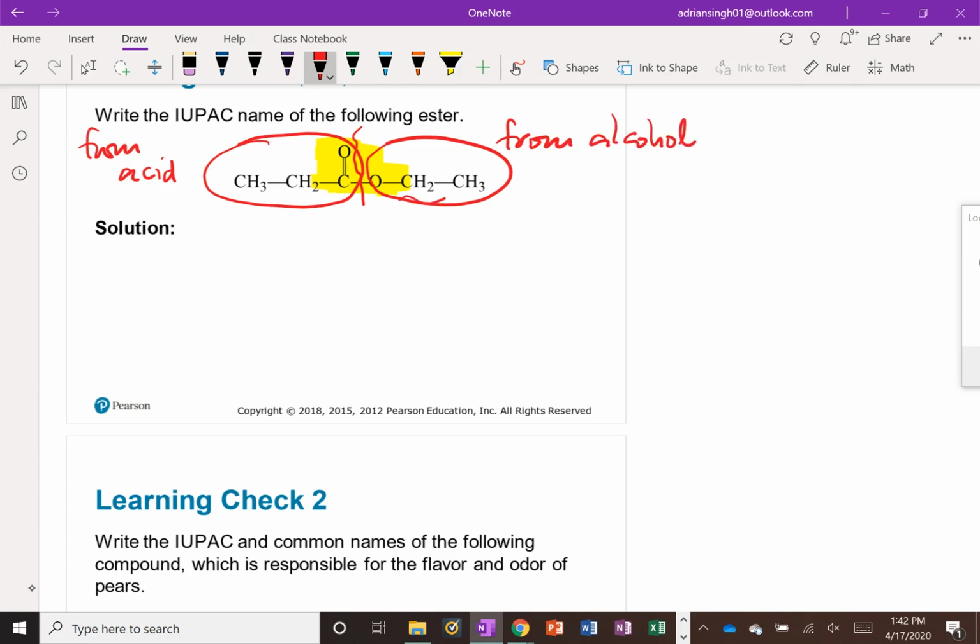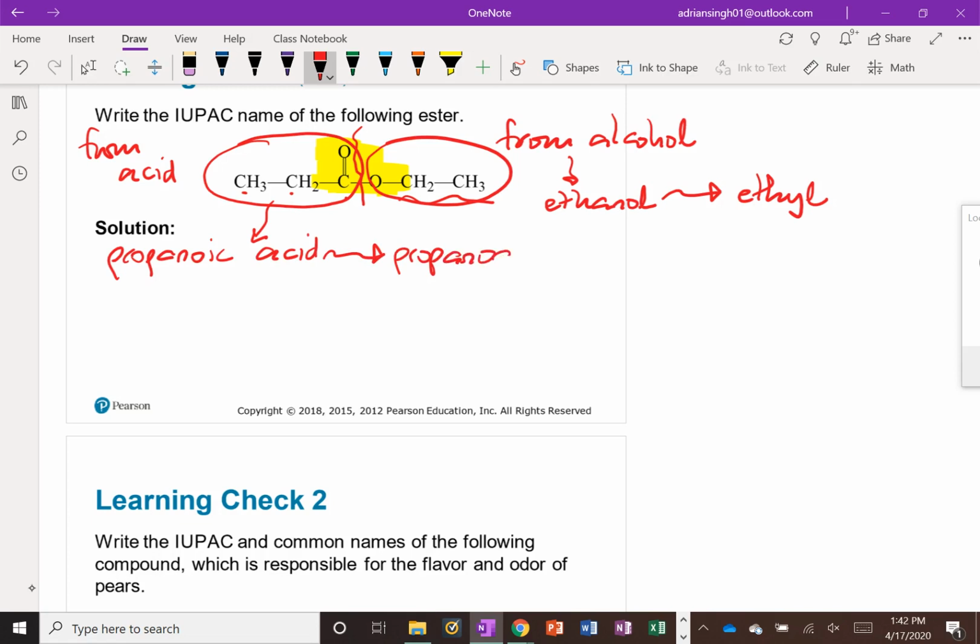All right, so my alcohol here is a 2-carbon alcohol, so that would be ethanol. So as a first name, it becomes ethyl. And then I have a 3-carbon carboxylic acid, so that would be propanoic acid. And as a last name, that becomes propanoate. So then the name for my ester would be ethyl propanoate, or propanoate if you want to pronounce it differently.